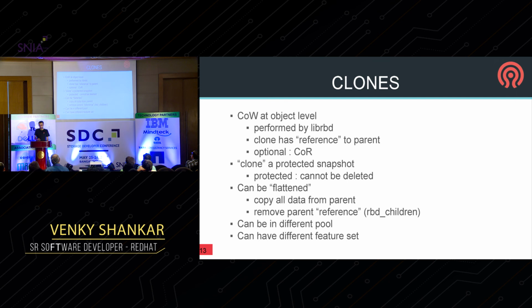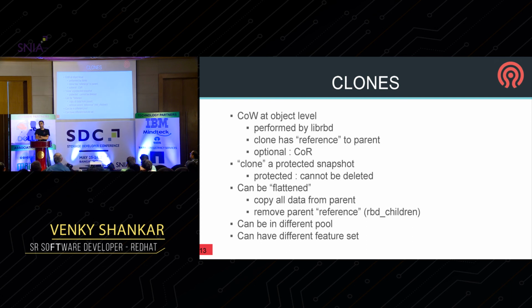Clone: you can only clone a protected snapshot. That's because you can't delete a snapshot when a clone exists, because the reference would be lost and then you would have data loss. So you actually protect a snapshot before you can clone. But you can still do one operation which is called flattening a clone. When you flatten a clone, you read all data from the parent and write it to the clone, doing a copy on read during flatten, and then you disrupt the link so that the snapshot and the clone are no longer related.